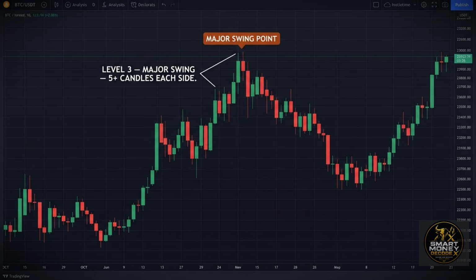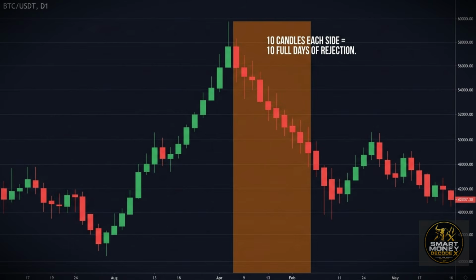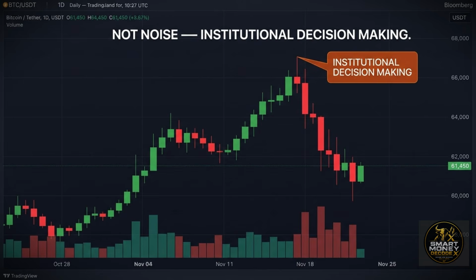The third level is the major swing point, 5 or more candles on each side. These are the swing points that anchor the highest time frame analysis. They represent the most significant turning points in a market over weeks or months. On the daily chart, a major swing high with 10 candles on each side represents a level where price was rejected for 10 full days before reversing. That is not noise. That is institutional decision-making happening in real time.